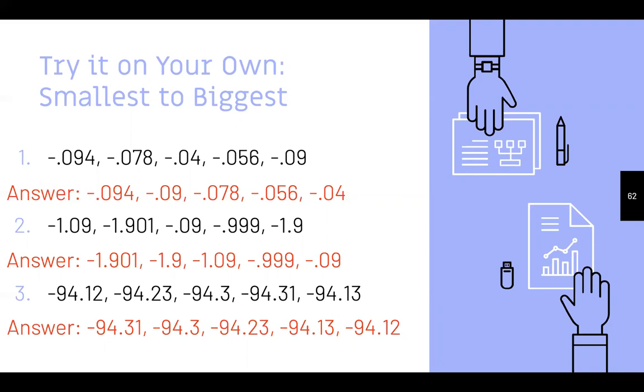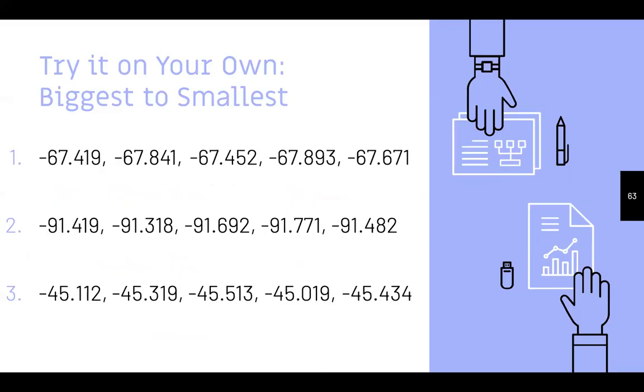And so on. And so you can see that it's negative 94.31, negative 94.3, negative 94.23, negative 94.13, negative 94.12. Biggest to smallest.